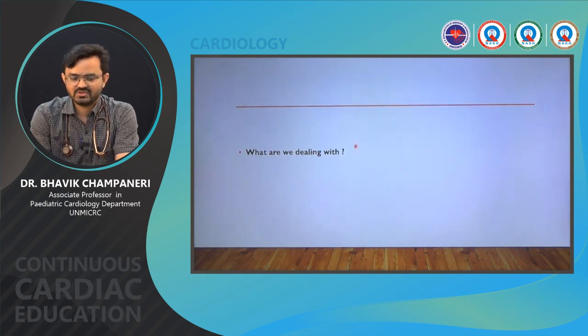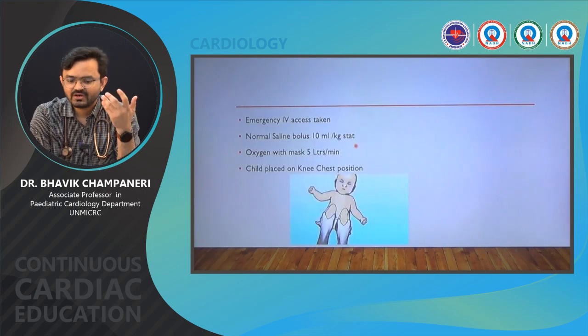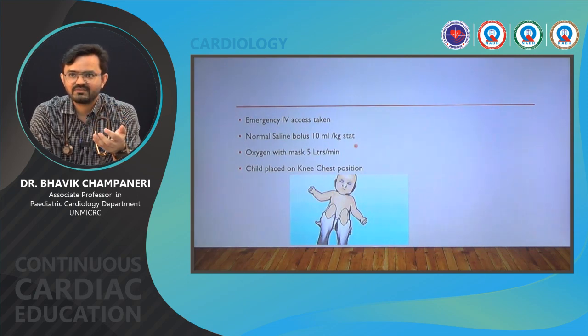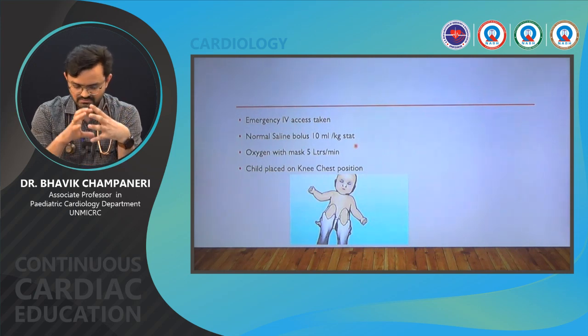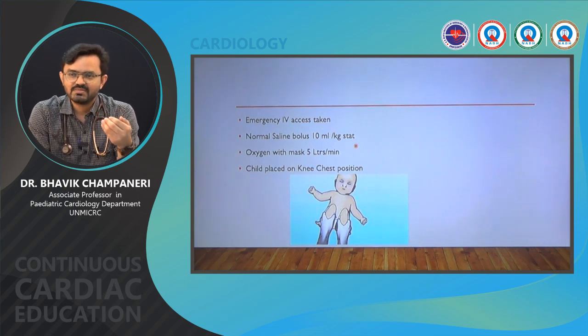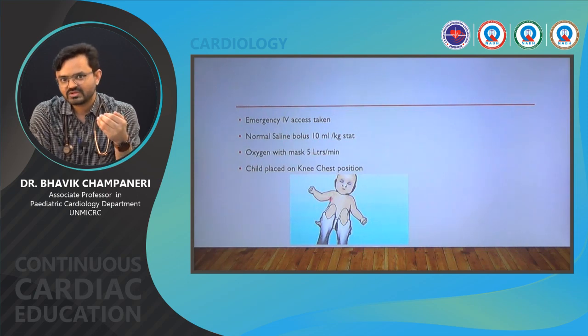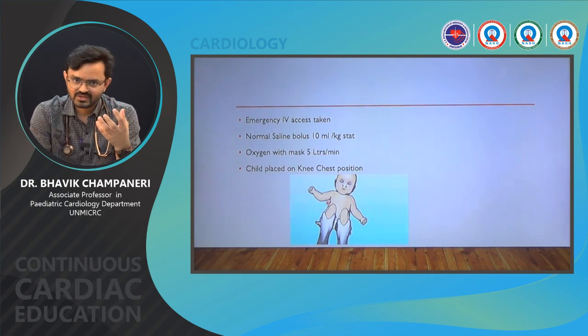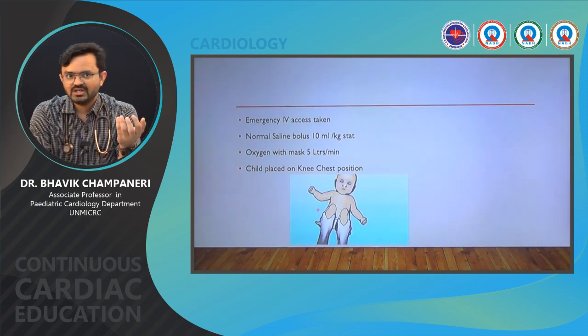So what are we dealing with? Very likely we are dealing with the physiology of a cyanotic spell. So what is a cyanotic spell? It's basically a sudden decrease in pulmonary blood flow, which gives rise to excessive right to left shunting across the VSD and a series of events which will eventually lead to severe cyanosis, breathing difficulty, distress and severe acidosis. So the patient was detected, he was already a case of tetralogy of Fallot.